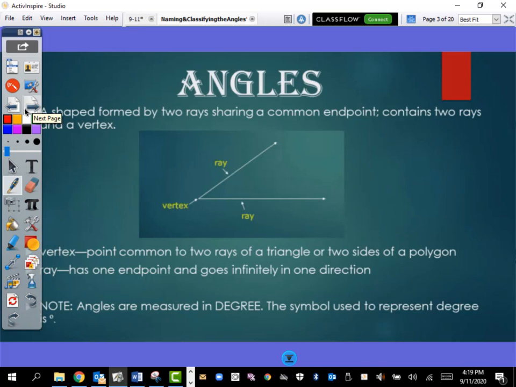So what is an angle? An angle is a shape formed by 2 rays sharing a common endpoint, containing 2 rays and the vertex. So this is the vertex. It's a point common to 2 rays of a triangle or 2 sides of a polygon. This is the ray. A ray has one endpoint and it goes to infinity in one direction. Note, angles are measured in degrees. So the symbol used to represent a degree is this symbol.